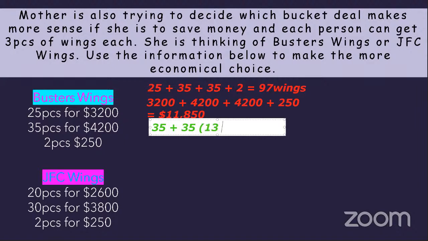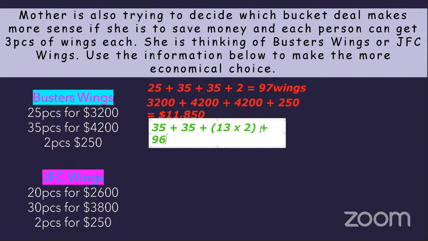13 times 250. Let me just explain that for those who are not getting it yet. 13 times 250, because we know that if we buy 13 of these 2 pieces, we're going to get the 26 wings that would be missing, because 35 plus 35 would be 70, and the next 26 would bring it to 96. So 13 times 2 would give us the 26 here. Let me go add that right there. So that means we will have our 96 wings, and these 2 combinations that we have up here.